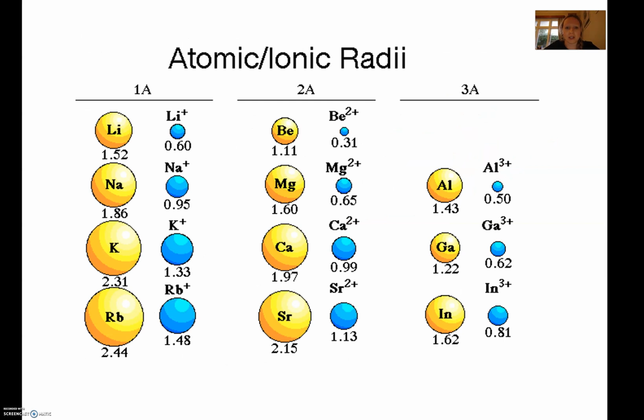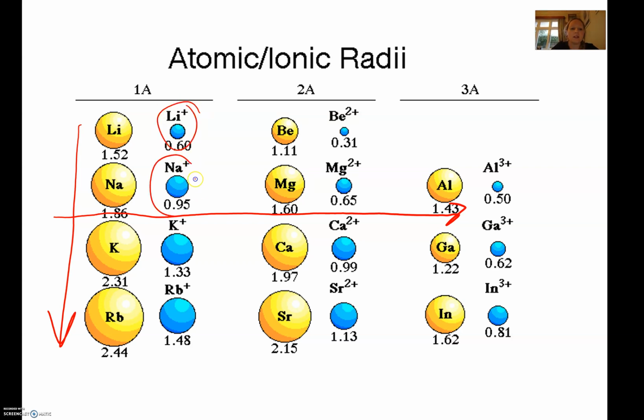Here's a summary of atomic and ionic radii. For atomic radii, you can see the yellow gets smaller as you go across the period, and the yellow gets bigger as you go down the group. That's the general trend. You can also see here that cations are always smaller than their atoms. I don't have any anions there, but there you go.